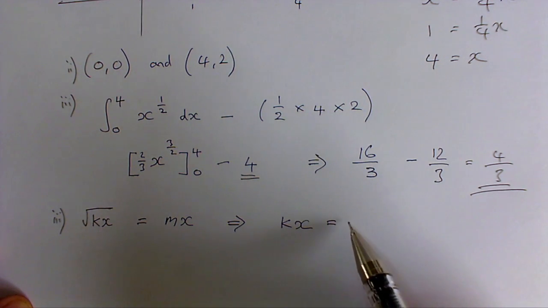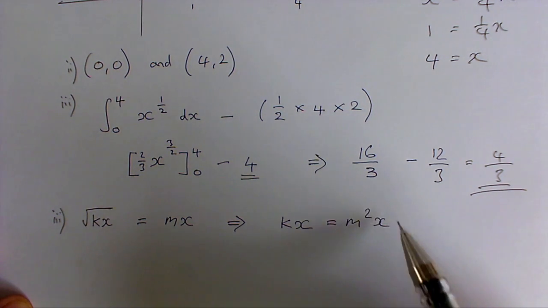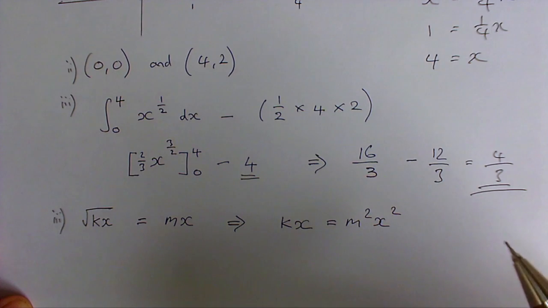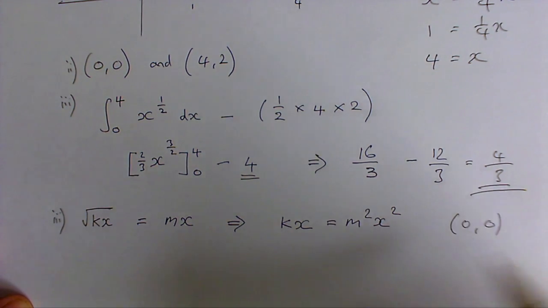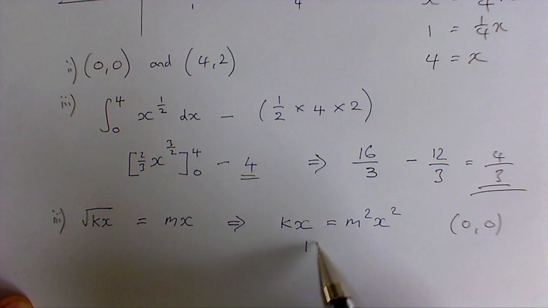Let's square both sides. So kx is equal to m squared x squared. And of course, if I can cancel an x on both sides, it means that x must equal k over m squared.